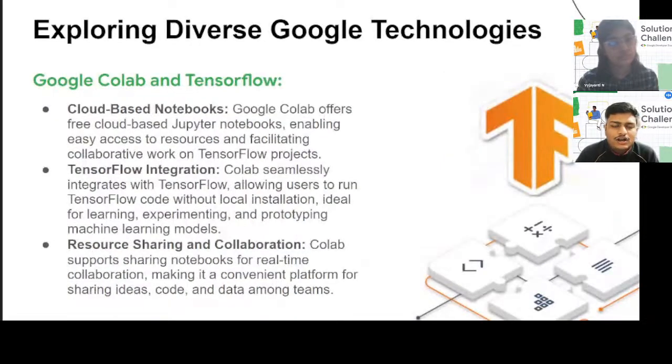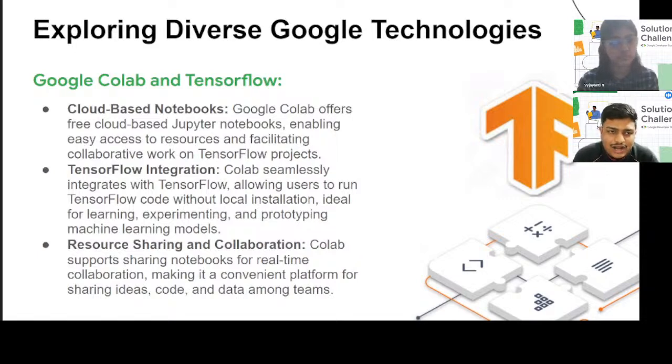So moving on, for our ML folks, we have Google Colab and TensorFlow. Google Colab offers free cloud-based Jupyter notebooks, and it also helps in providing GPU resources and collaboration opportunities with other developers, right?